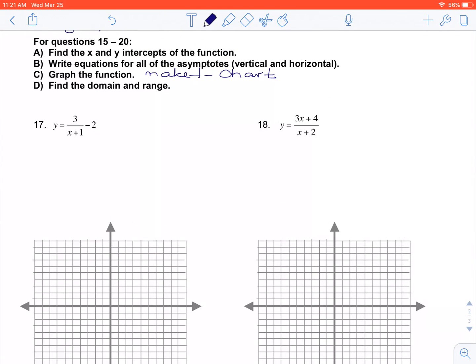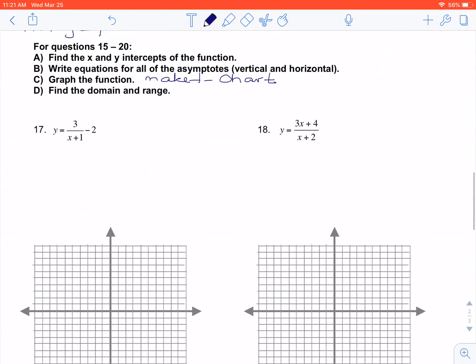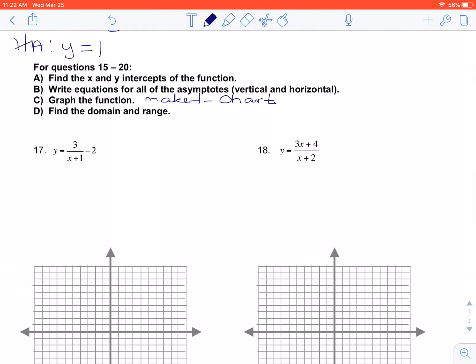Number 17 is the problem one here that's different from the others. As you can see, number 17 is in the basic form. And this is the first form that we graphed, where it's a over x minus h plus k. So when you are finding your asymptotes, your vertical asymptote is the opposite of h. Your horizontal asymptote is k. So just a little reminder, that one is slightly different.